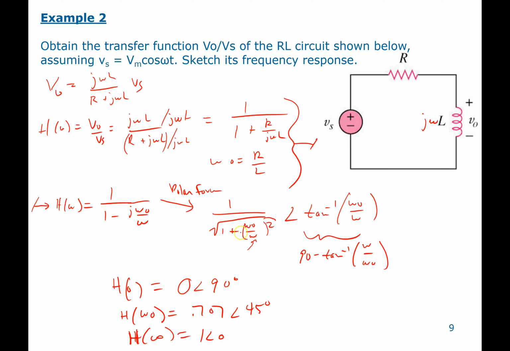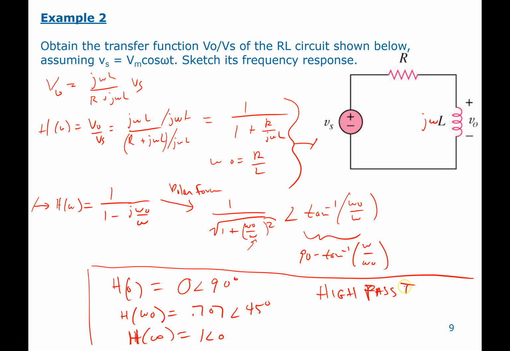Because when omega is infinity, the omega 0 over omega term goes to 0, and the denominator goes to 1. And any guess what we might call this device? What kind of filter? It is a high-pass filter. It's going to allow high frequencies to get through, and it's going to block low frequencies.